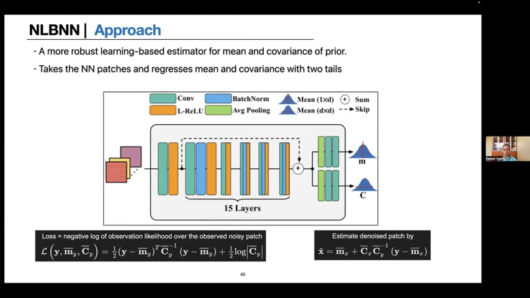Given the predicted parameters of the Gaussian distribution approximating the prior distribution, we can compute the parameters of the observational likelihood, again approximated by a Gaussian distribution. And then we can estimate the noise-free patch as in the traditional non-local Bayesian filtering approach using the closed form MAP equation.